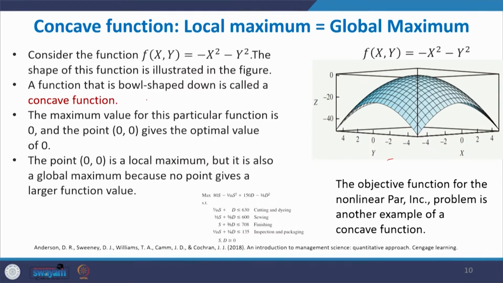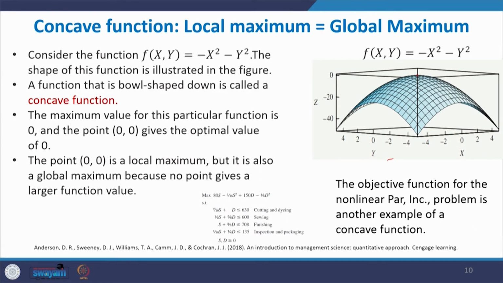A function that is bowl shaped down is called a concave function. It is bowl shaped, but facing down: a concave function. The maximum value for this particular function is 0. So, this point is the maximum value, and the point 0 0 gives the optimal value of 0. The point 0 0 is a local maximum, but it is also the global maximum, because no point gives us a larger function value.